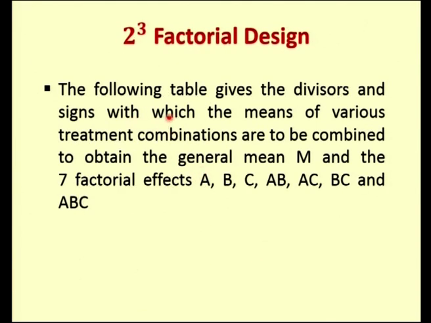And now we have a table which gives the divisors and signs, as in the case of the 2 power 2 factorial design, with which the means of various treatment combinations are to be combined to obtain the general mean capital M and the 7 factorial effects A, B, C, AB, AC, BC and ABC.